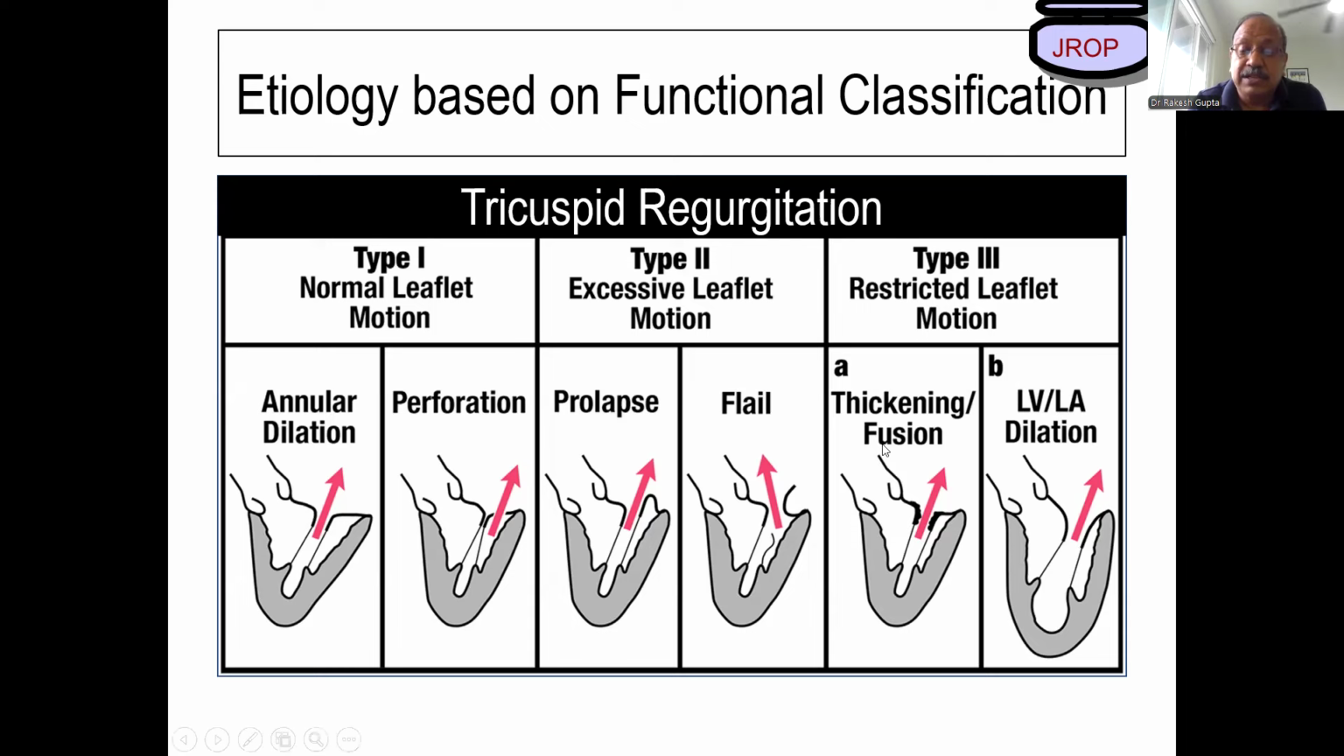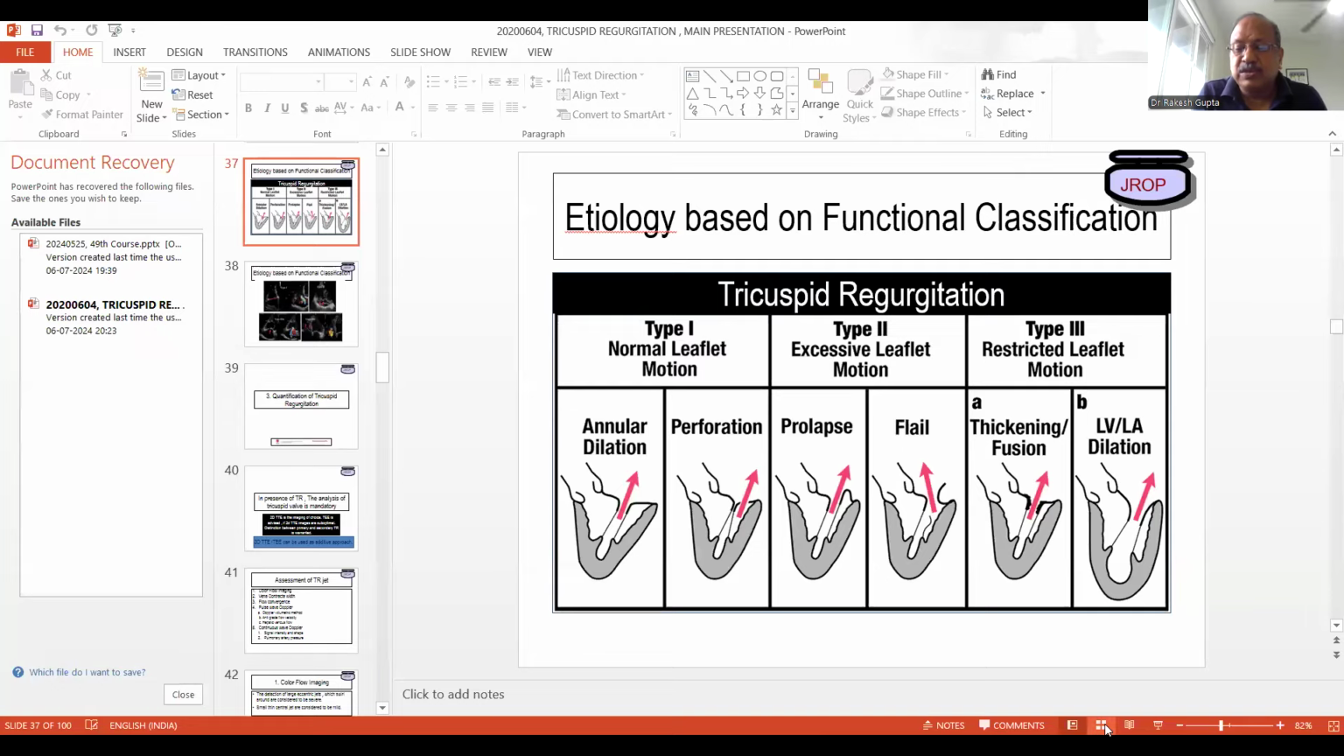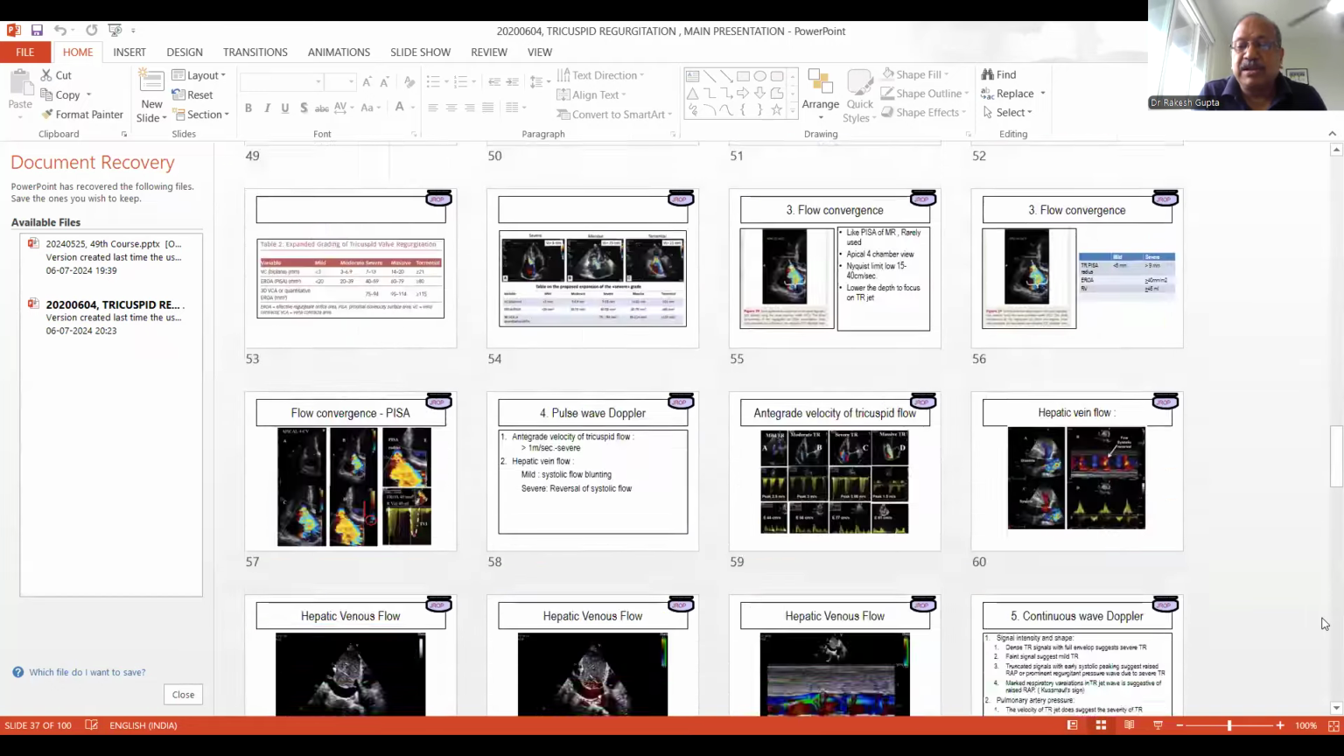Last is restricted mobility, thickening and fusion. Obviously, these valves, secondary to left-sided pathology, need valve replacement. LV dilatation needs, finally, an annuloplasty. Now, let me show you what important things are happening in this ward apart from the valve replacement.